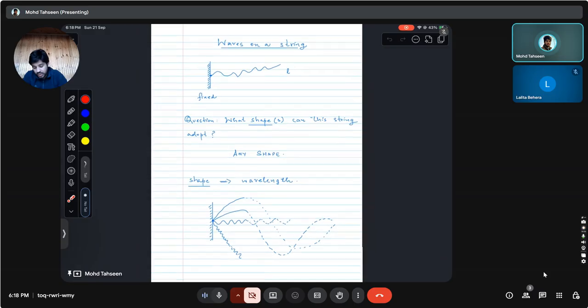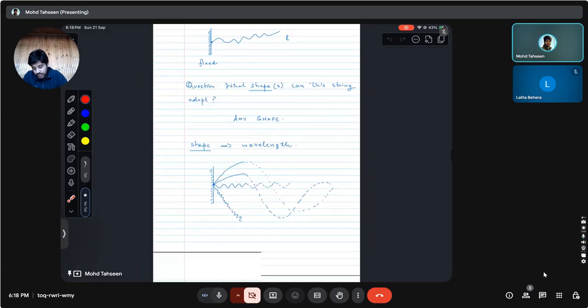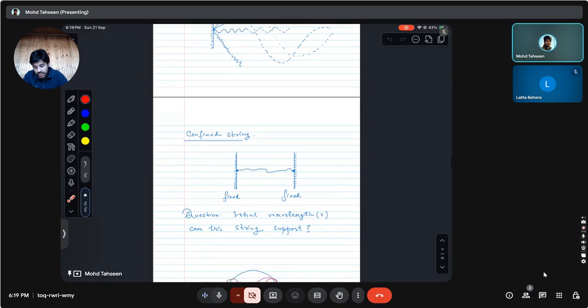As compared to this, if we take another situation where a string is confined between two ends, in that case there must always be a node here and a node here, okay? And due to these boundary conditions, due to this confinement, there are still an infinite number of configurations that this string can take, but they are all discrete, right? They are not continuous.